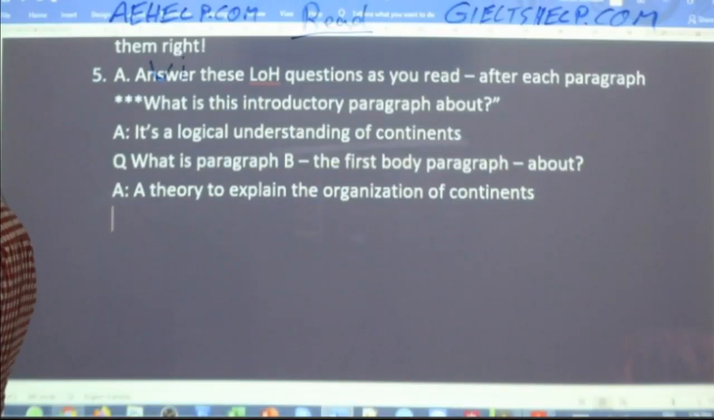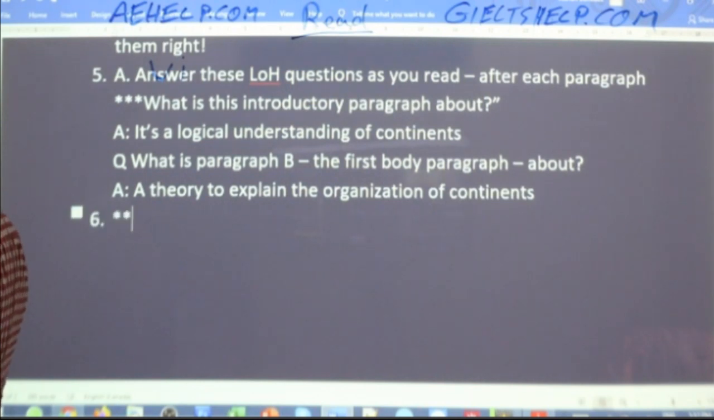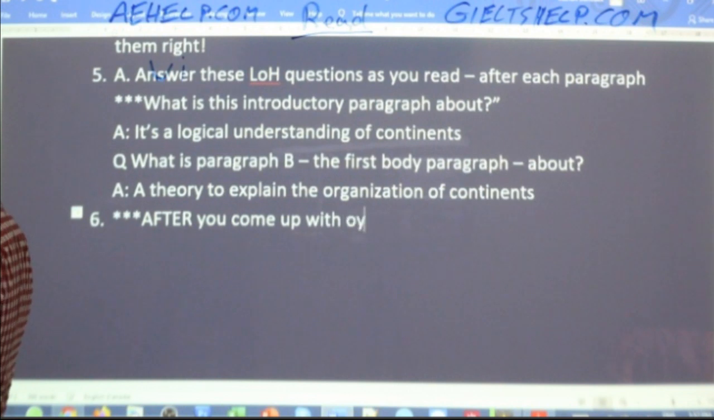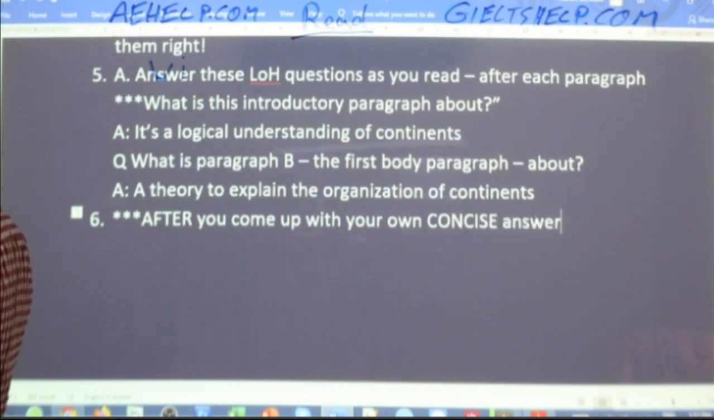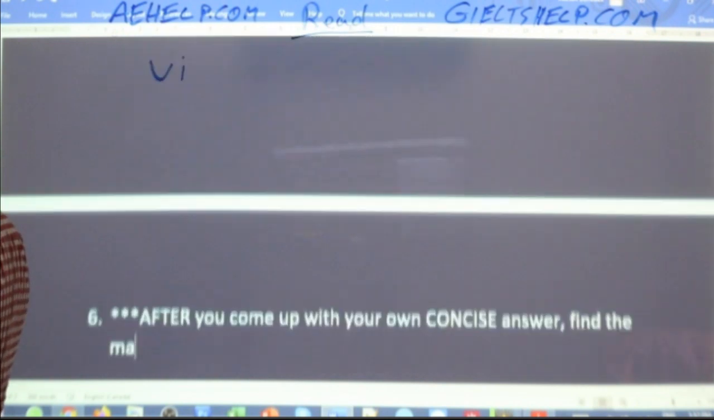So the key to these list of headings questions is after, and this is very important, after you come up with your own concise answer, find the matching answer.